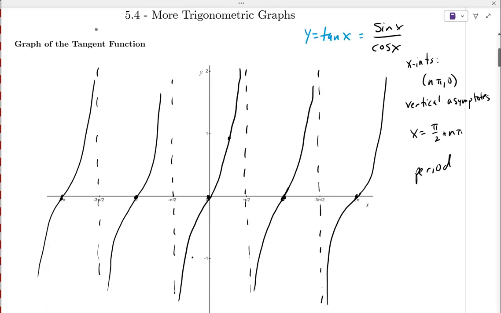Last thing here, period. Now, sine and cosine repeated every 2 pi. What do you know about this graph? How long does it take to repeat? How long is this interval here? Pi. And it looks exactly the same here, right? Repeats here in pi, repeats here in pi. So your period for tangent is pi rather than 2 pi.